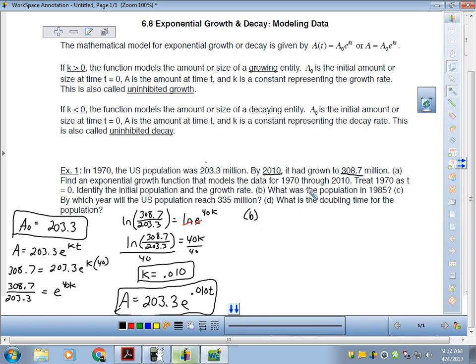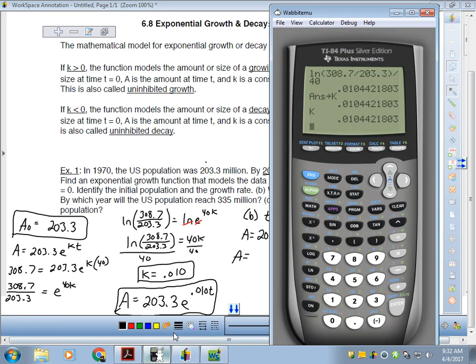Part B asked what was the population in 1985. Well, how many years is it from 1970 to 1985? Well, that's 15 years, so we want t to equal 15. So we'll have A equals 203.3 e to the 0.010 times 15. So 203.3, I got an e, and then I'm going to put my k in there, and I'm going to multiply that k times 15. There we go, 237.773.